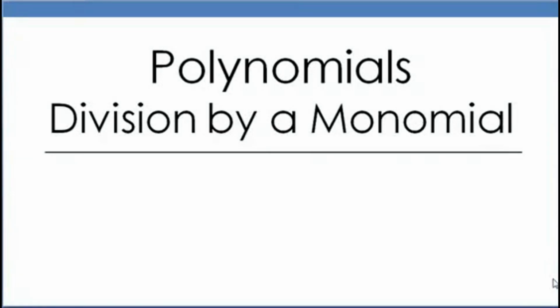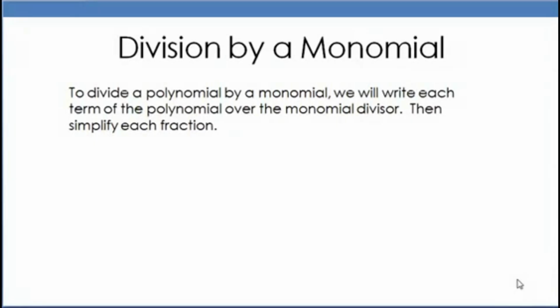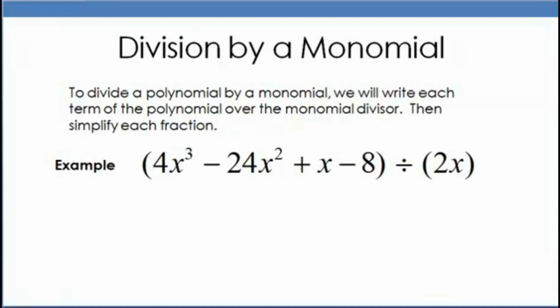Polynomials. Division by a monomial. To divide a polynomial by a monomial, we will write each term of the polynomial over the monomial divisor. Then we will simplify each fraction. Let's look at an example. So we're going to divide this polynomial by this monomial. So all of our divisors will have only one term, so no signs in between. So we're going to break our polynomial at the signs into separate pieces and put each one over the divisor.